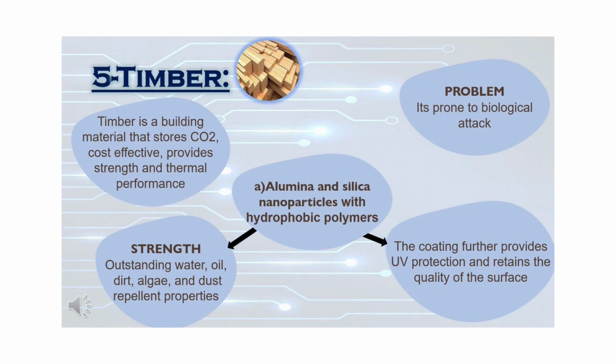The fifth construction material is timber, which is a building material that stores carbon dioxide. It's cost effective, it provides strength and thermal performance, but it's prone to biological attacks. So this problem can be solved with the addition of alumina and silica nanoparticles with hydrophobic polymers in timber. It has outstanding water, oil, algae and dust repellent properties, and it also gives UV protection.